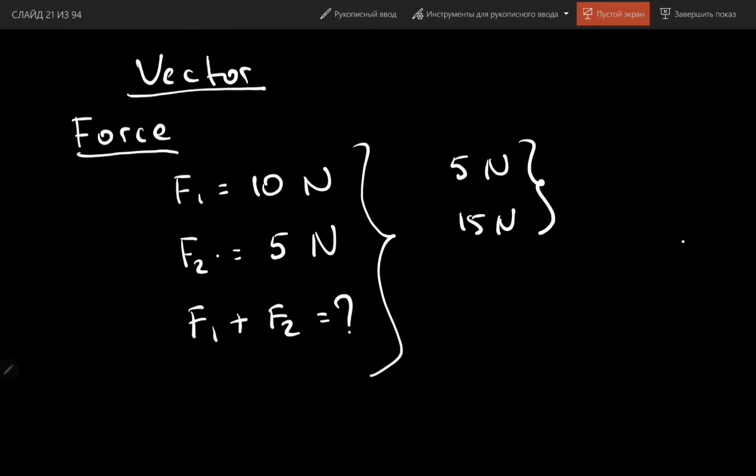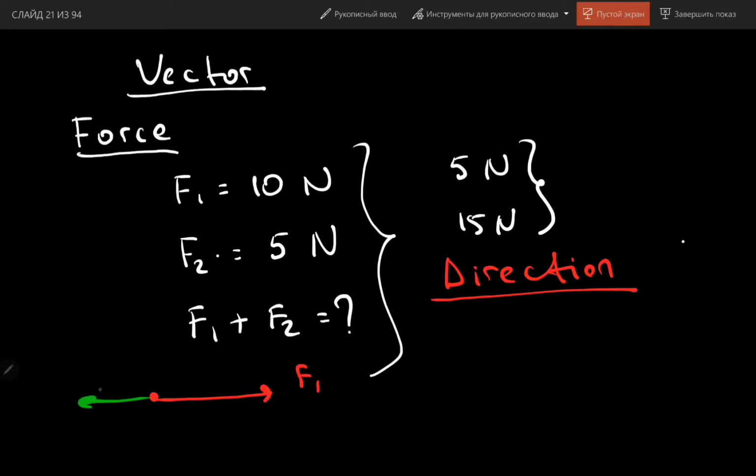Why? Because of direction. Because of the direction. The question was find F1 plus F2. There wasn't any information about their directions. We don't know their directions. Let's say if F1 is directed to the right and F2 is directed to the left, for example, then what is F1 plus F2? Of course, it will give you 5 newtons, yes, and the direction will be in this direction.